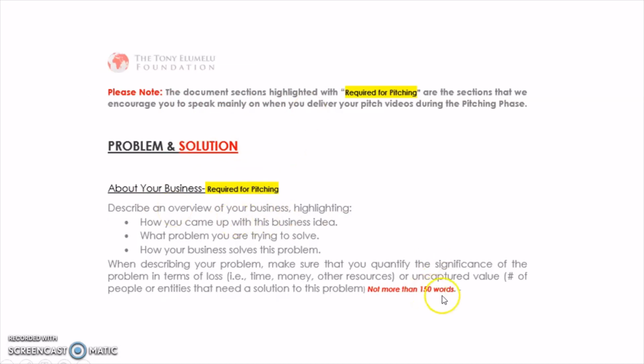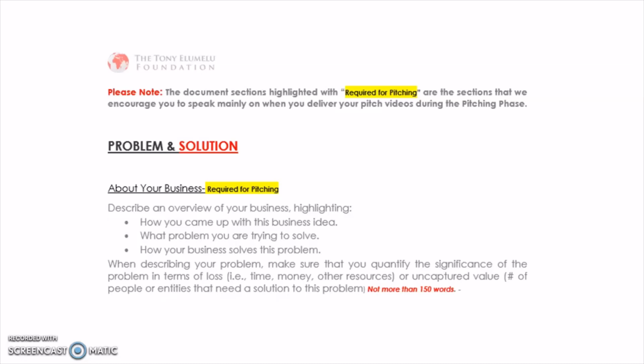Word limit is 150. Three questions are asked. They say describe an overview of your business, highlighting one, how you came up with your business idea, what problem you're trying to solve, and how your business solves this problem. And it gives a note on that. So when describing your problem, make sure you quantify the significance of the problem in terms of loss. That's how much loss it is going to cause in terms of loss of time, money, or other resources, or uncaptured value, right?